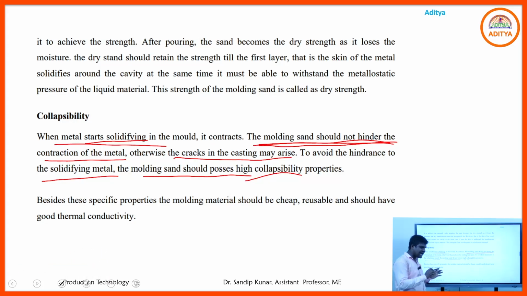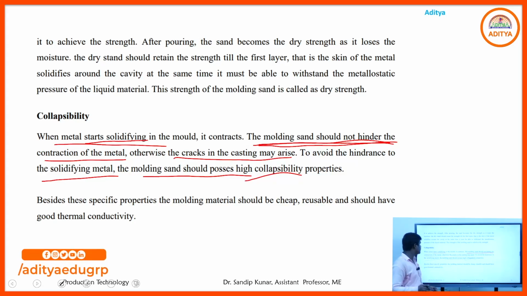High collapsibility means after the casting process, we can easily break the molding sand. And after breaking the molding sand, we separate the other parts: pouring basin, sprue base well, runner, gate, riser, everything will be separated. Then after separating those, finally we take the final casting product. Then we carry out some cleaning operations and inspection operations.